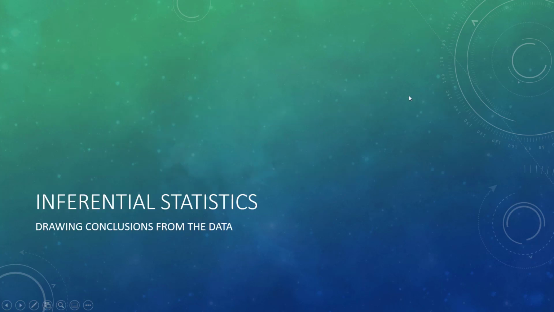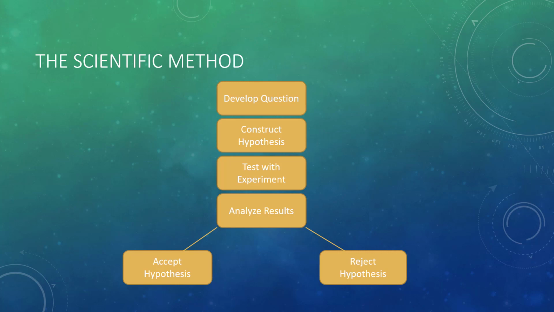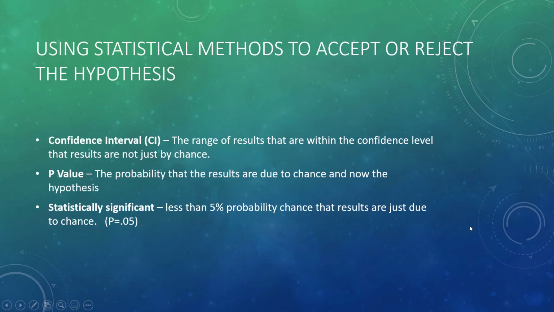So inferential statistics. Inferential statistics are drawing conclusions from the data. To do this, we have to use the scientific method. We develop our question, we construct a hypothesis, we test with our experiments. That's where we receive the data. We analyze those results. We either accept or reject our hypothesis. That's what the data is going to tell us. The data is either going to tell us, yes, what we hypothesized was correct, or it's going to say, no, your hypothesis is wrong. Using statistical methods to accept or reject the hypothesis.